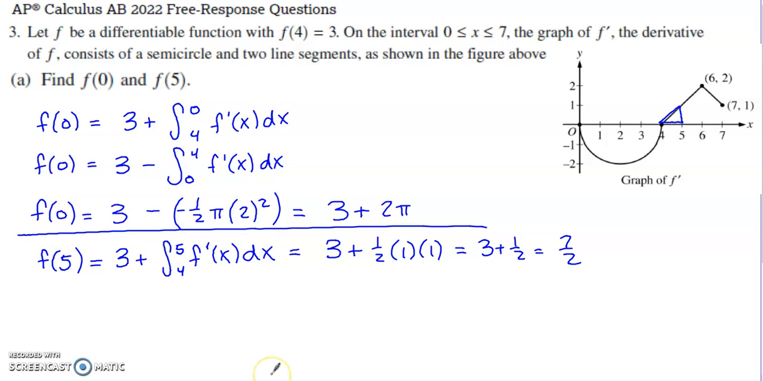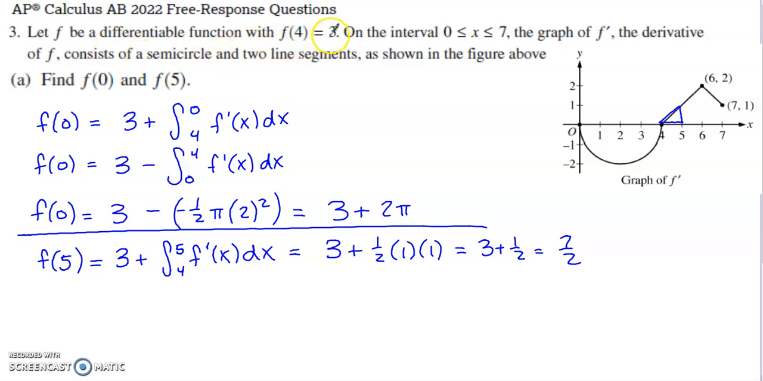This will be problem number 3 from the 2022 AP Calc A, B, and BC exams. And this one is pretty typical of what number 3 involves. We've got a graph of a derivative, and they tell us that f is a differentiable function.